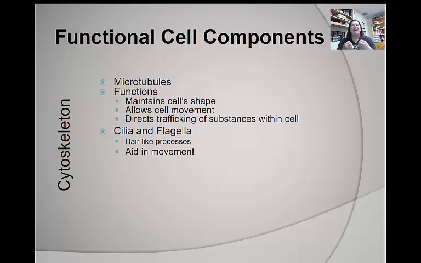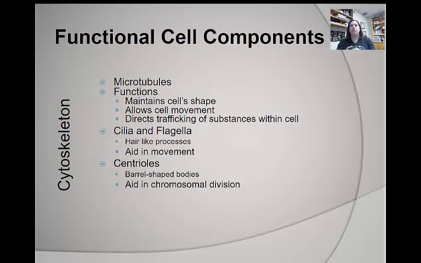Both of these, though, are going to aid in movement, whether it's movement of the cell or movement of substances across the cell. We also see microtubules make up something that we call centrioles. Centrioles are barrel-shaped bodies that are really important in chromosomal division. When we say chromosomal division, when your chromosomes and your cells need to divide, the chromosomes need to pull apart. And these centrioles are where they anchor those microtubules in order to pull apart those chromosomes. So they're really important in cell division.